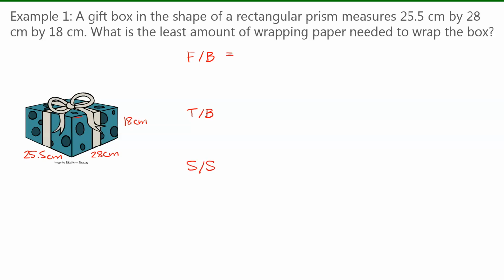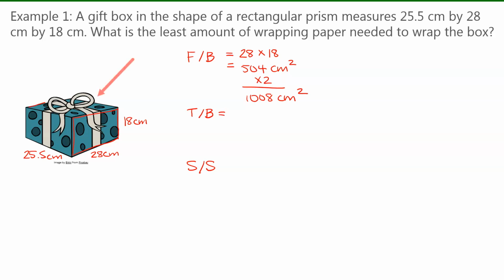So to find the area of the front and the back, I look at this piece here, or whichever piece you're calling the front and back, and I multiply 28 by 18, because to find the area of a rectangle, we do length times width. So that's 504 centimeters squared, and because we have two of those, I double it, and 504 times 2 gives me 1008 centimeters squared. Then I focus on the top and bottom.